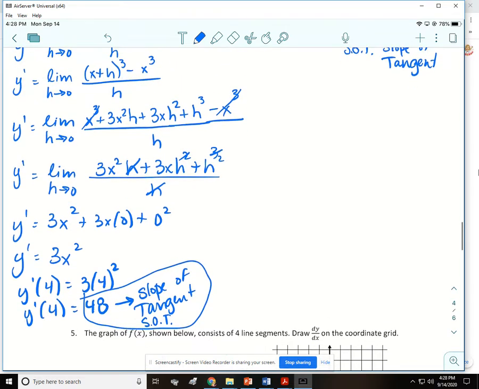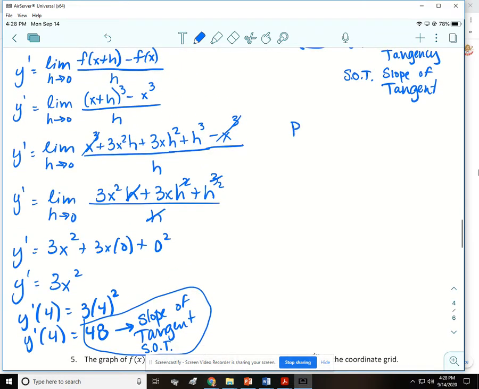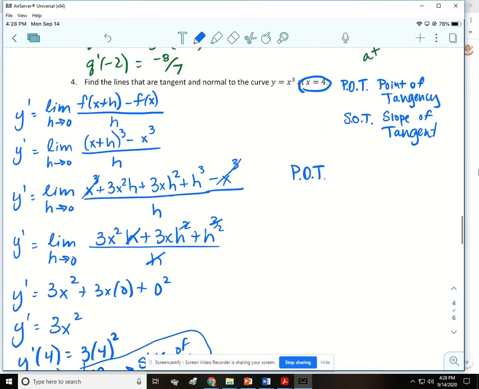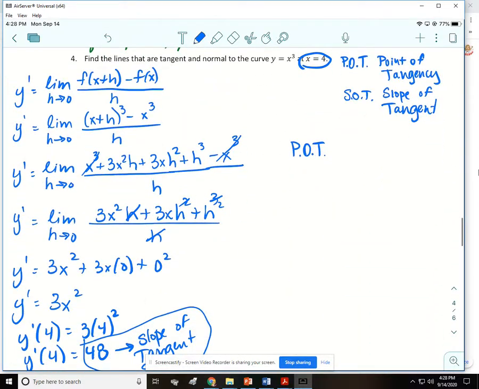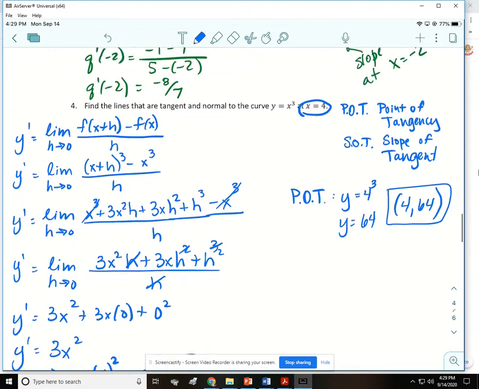Alright, the other thing I have to have is the point of tangency. And for that, I go to the original function. So I go to y equals x cubed. And I'm going to put in 4. So the y value is going to be 64. So my point of tangency, the x is 4, the y is 64. And I have everything I need for my point slope formula.